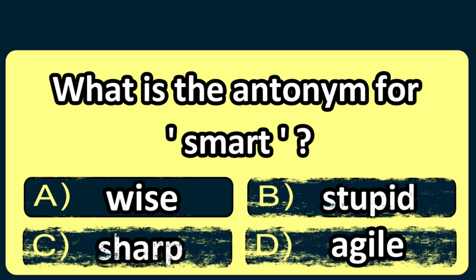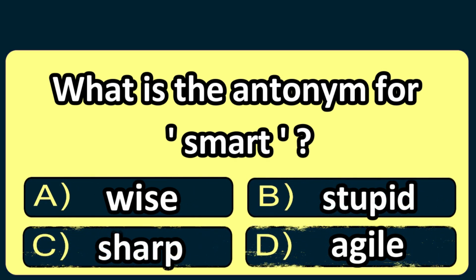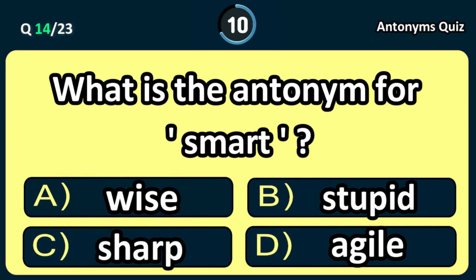Fourteen. What is the antonym for smart? A. Wise. B. Stupid. C. Sharp. D. Agile.